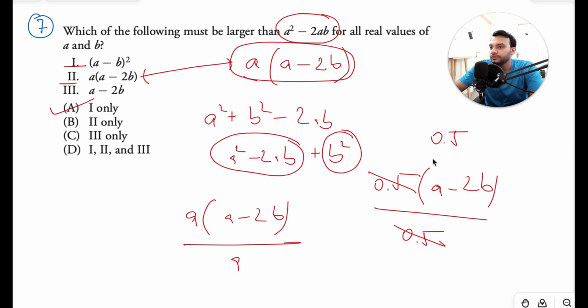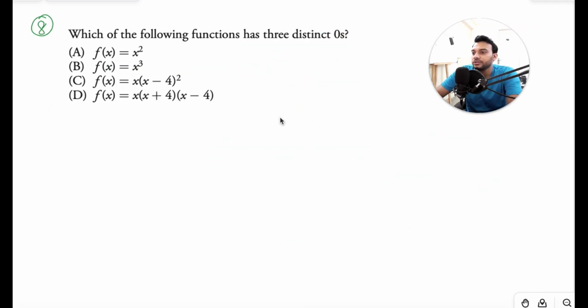Okay, let's go to the next question. Question number 8: which of the following functions has 3 distinct zeros? So we can see the zeros for each. Distinct zeros means we need to ignore the double roots, or the triple roots.